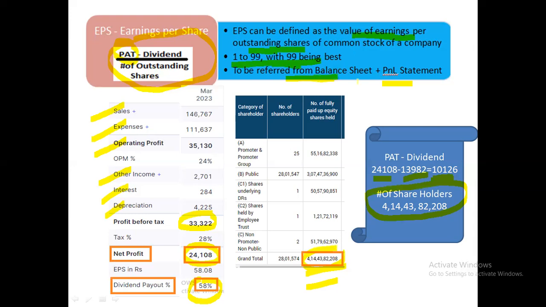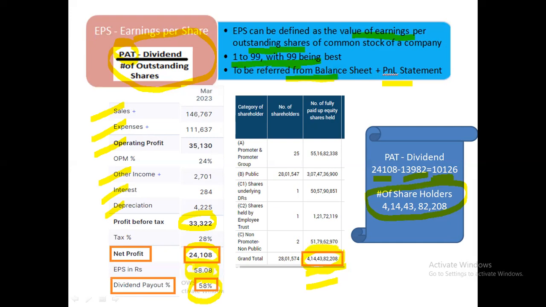In the balance sheet, you will get the outstanding share details, and if you go to the BSE India website, you will get the shareholders number as well, so that you can have clarity on the EPS details. So this is how EPS has been generated here. Simple logic: PAT minus dividend divided by outstanding shares, which comes to an EPS of 58.08 rupees. Simple. Hope you are clear on this. This is the earning per share calculation.